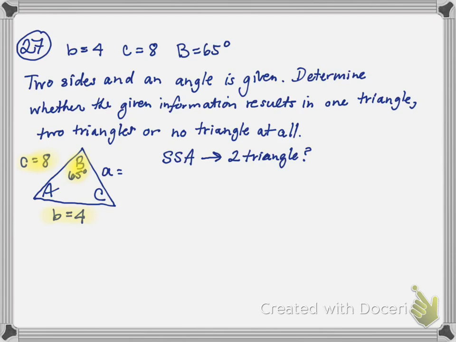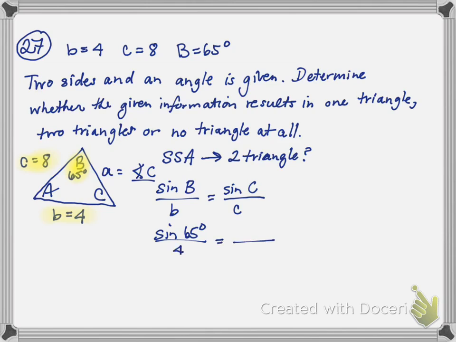If I look at what's given, I have angle B and side B, so I can set that up. Sine of angle B over B equals sine of angle C over side C. The reason I use that is because side C was given, and I'm going after angle C. So I put in sine of 65 degrees over side B, which is 4, equals sine of angle C, which I don't know, over side C, which is 8.